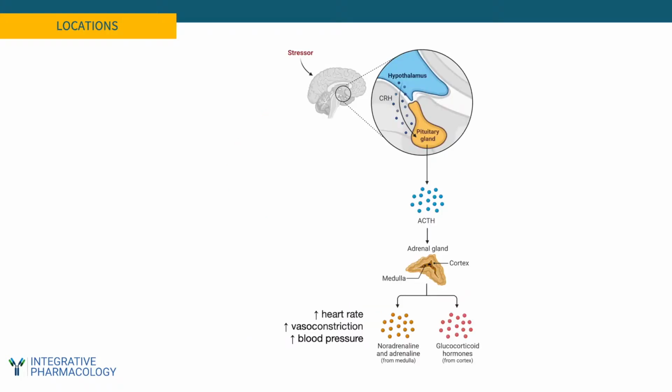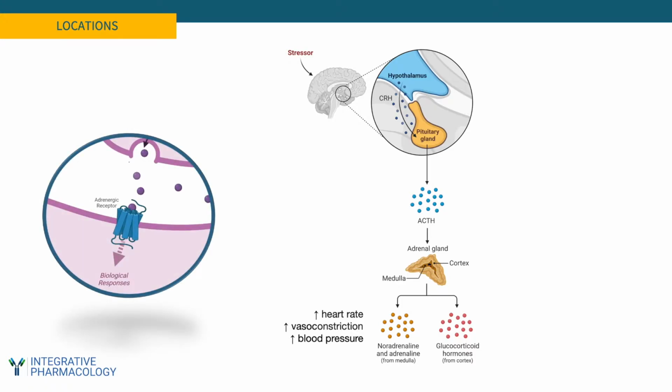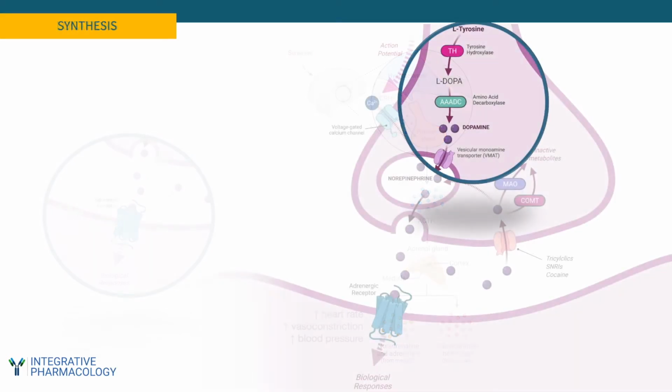In the brain, norepinephrine is mostly synthesized in an area called the locus ceruleus, which means blue spot in Latin. The adrenal medulla also produces norepinephrine in response to stress, and that increases heart rate, it constricts blood vessels, it elevates blood pressure. So that's one of the ways in which stress can make hypertension worse. It's through activating these adrenergic receptors in the vasculature and peripheral organs.